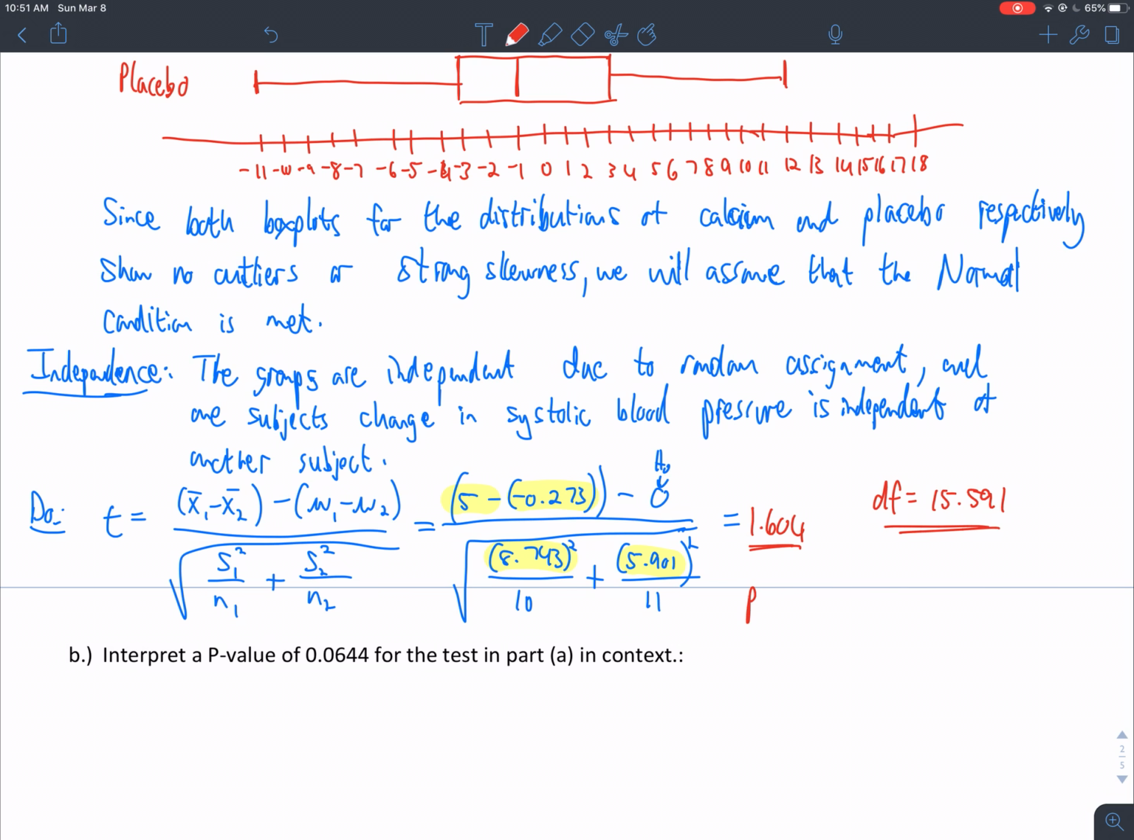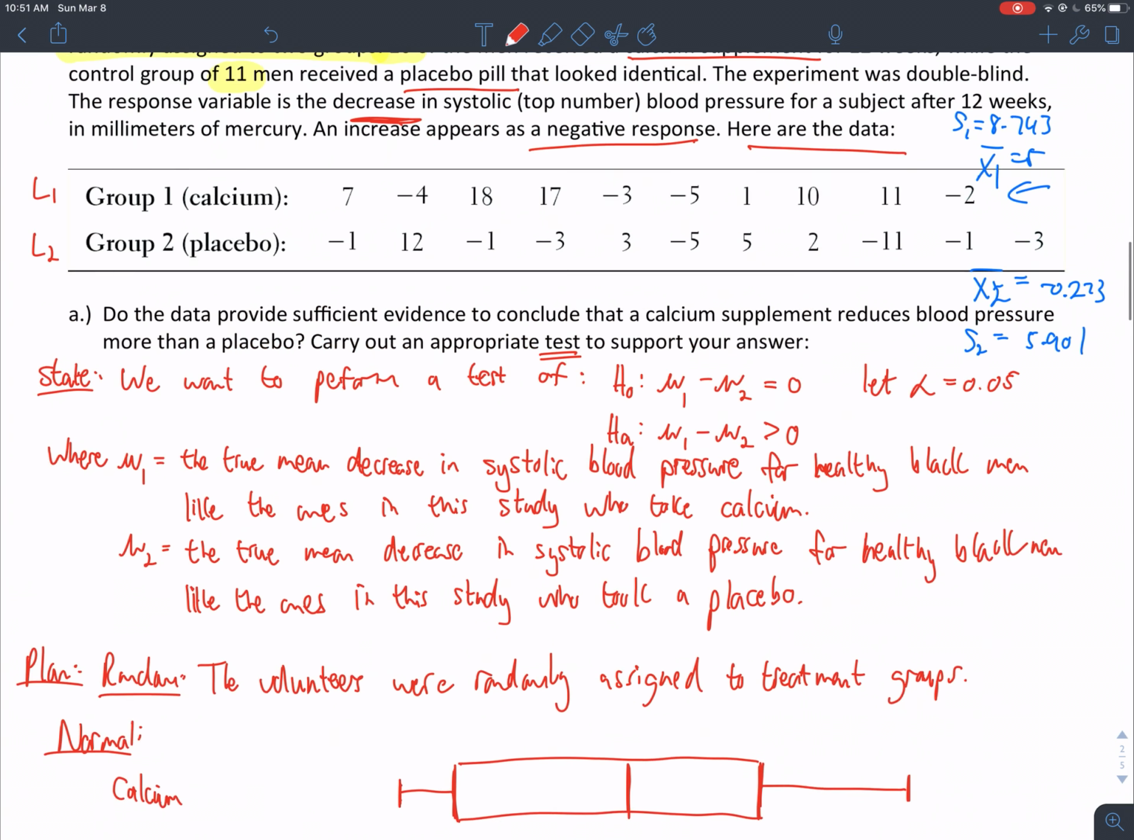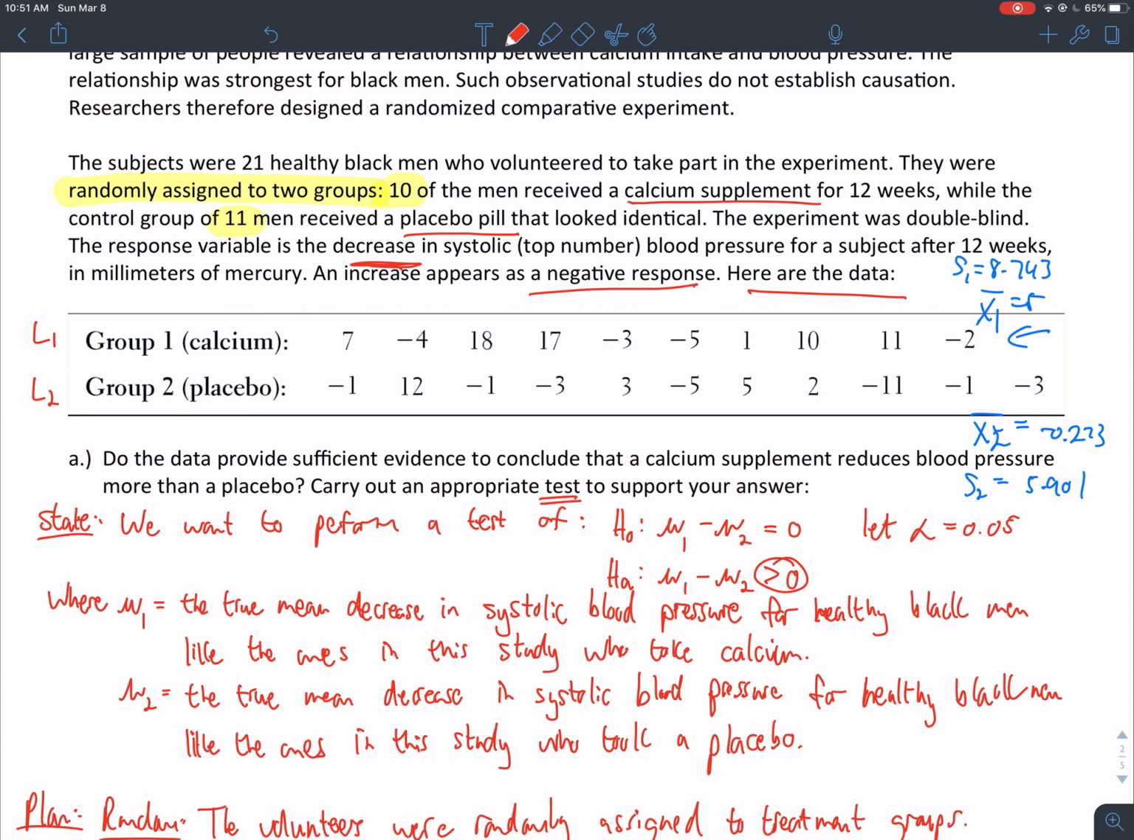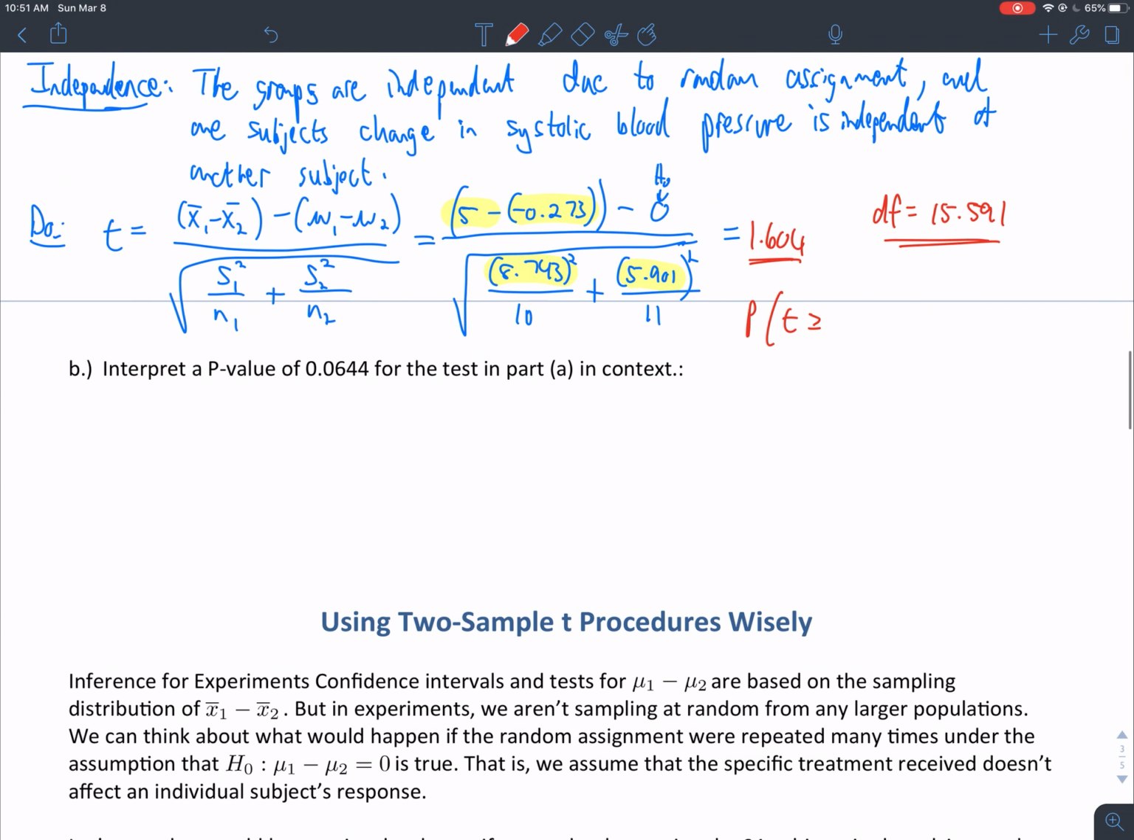And then my p-value is the probability that my test statistic is greater or equal. Remember, alternative hypothesis is greater, so that's why we're going greater or equal, 1.604, and from that you get 0.0644. All right. So there's my do step. So I have my p-value, and now we know how to conclude. So I'm going to do the conclude step here, and then I'll erase it again, okay? And do the p-value. So conclude. Let's conclude.